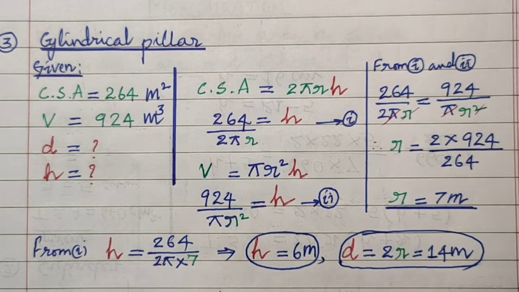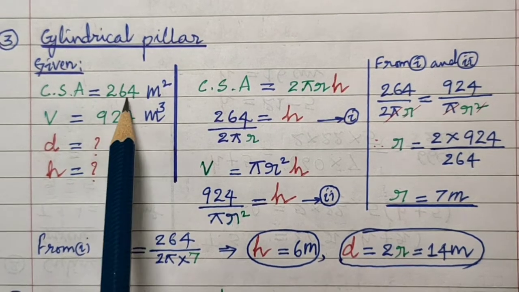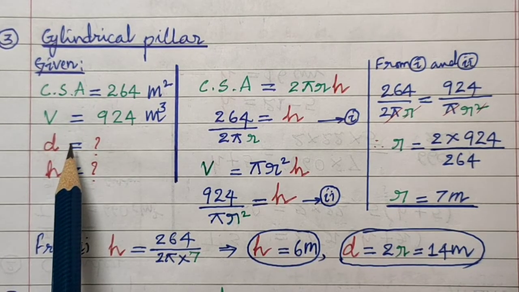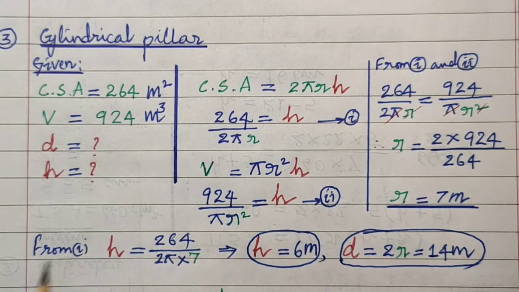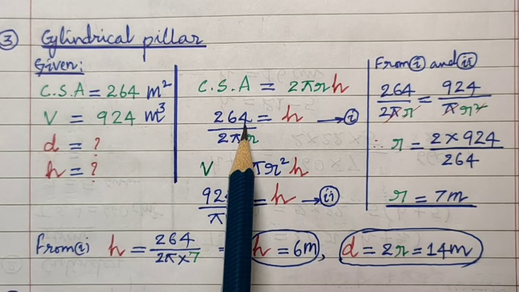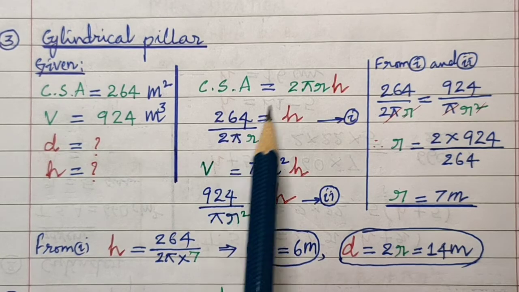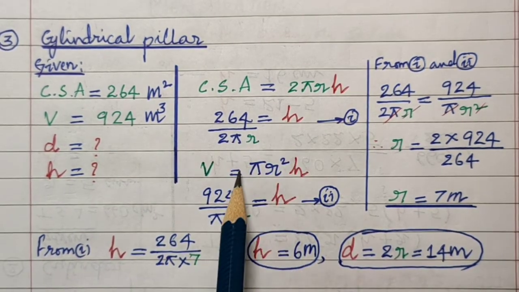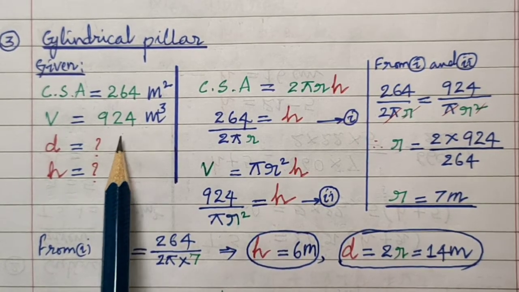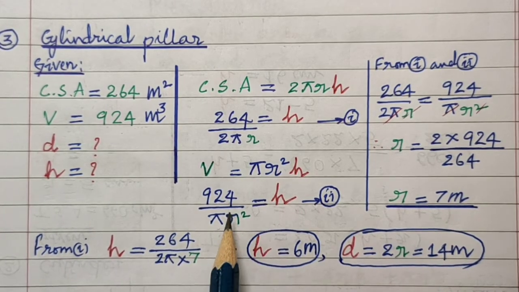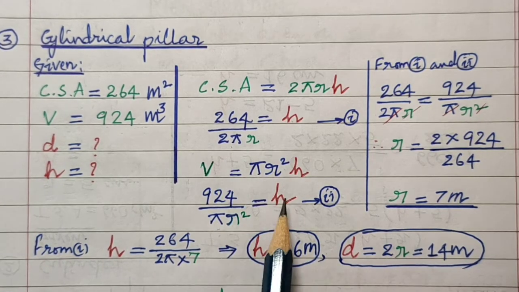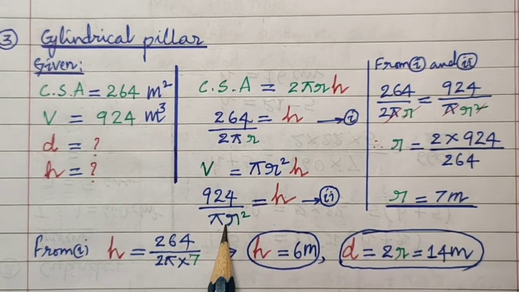The curved surface area and volume of a cylindrical pillar are given as 264 meter square and 924 meter cube. Find the diameter and height of the pillar. The curved surface area is equal to 2 pi r h, and they have given it as 264. So h is 264 divided by 2 pi r. The volume is equal to pi r square h, given as 924, so h is 924 divided by pi r square. We have two equations for h here.